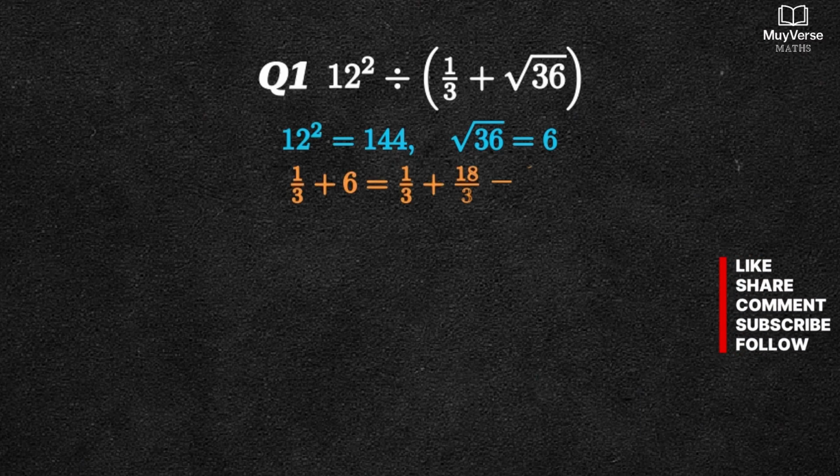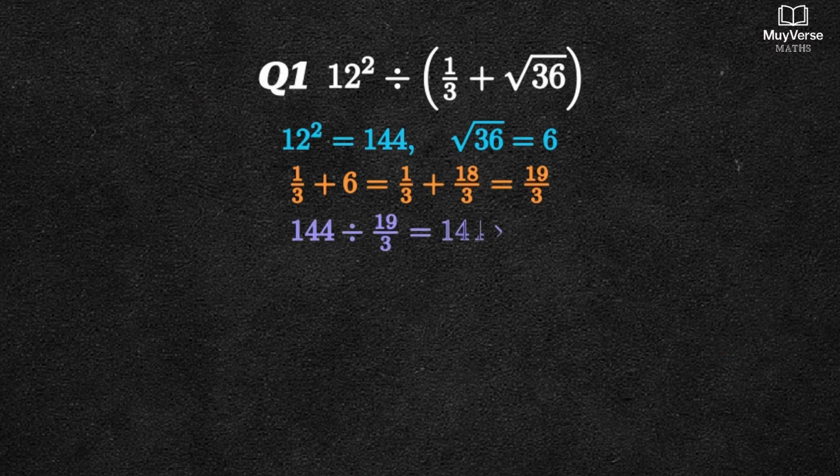Dividing by a fraction means multiply by its reciprocal. So 144 divided by 19/3 becomes 144 times 3/19. Multiply to get 432/19. This is the exact value.